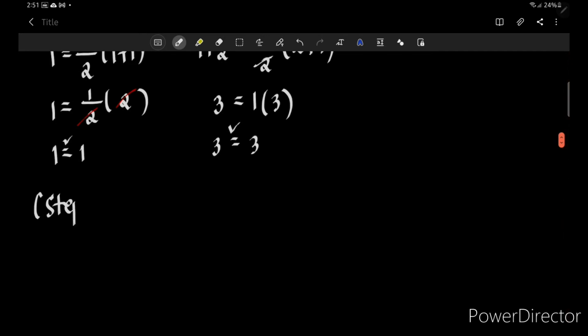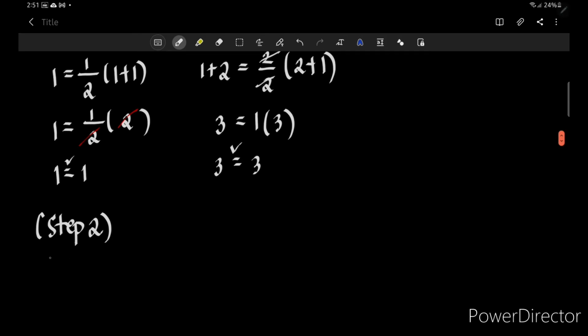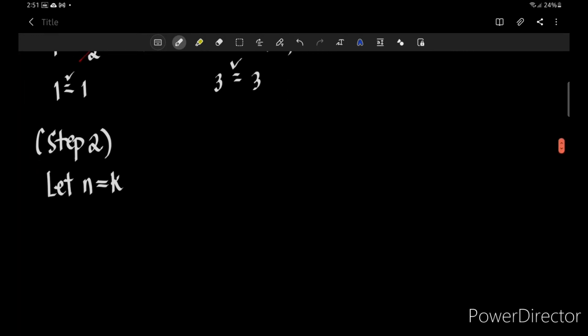Step 2. Dito, ipapakita natin na totoo siya sa kahit na anong numbers. Dahil hindi naman natin pwedeng manu-manuhin ito. At n is equal to 3, at n is equal to 4, and so on. Now, dito, ilalet lang natin yung n as equal to k. We assume, no? Ina-assume lang natin na ang n ay equal sa k, where k is any natural number.